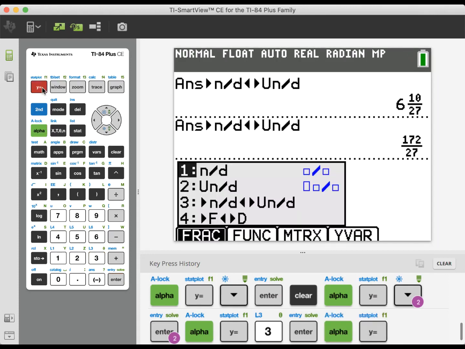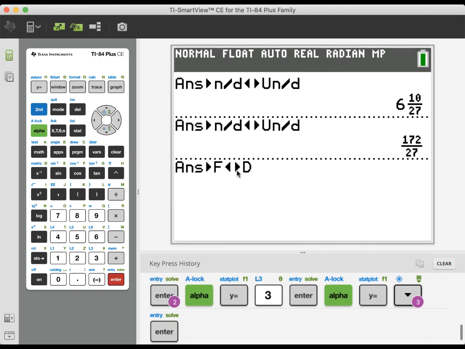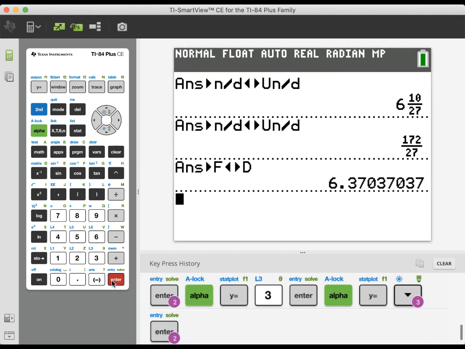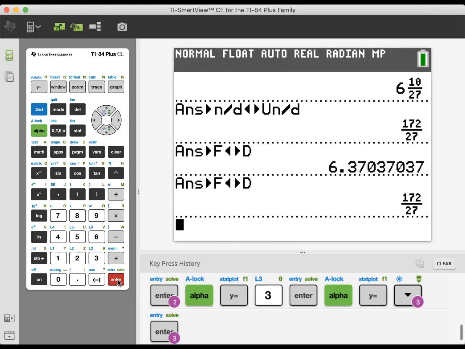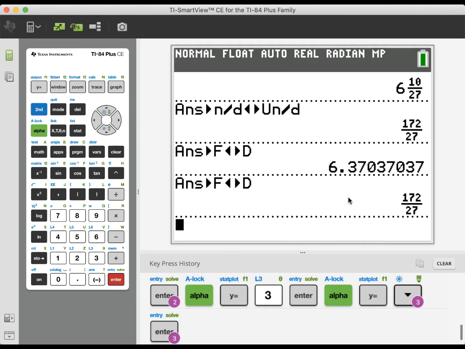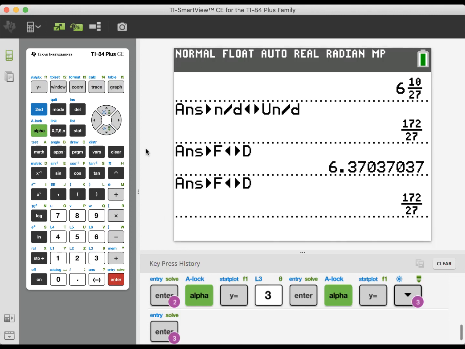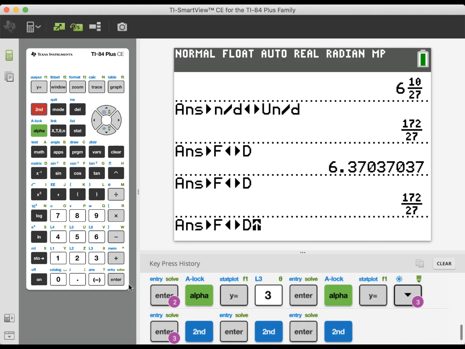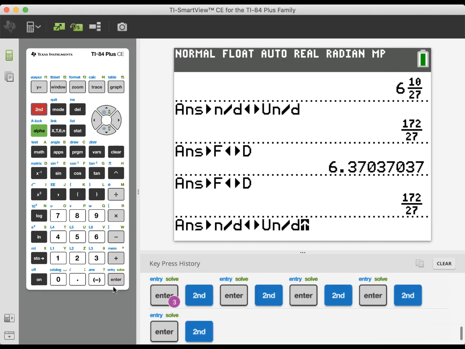Excellent. And then one more thing, this F-D on number 4, alpha y equals number 4 there, it just converts it from the decimal form back into the fraction form. By the way, to get all this, I just click enter one more time. That just redoes the previous thing. But if you want to go to previous stuff here, you can do second enter as many times as you need to, and it will start going back into the things you entered in the calculator before.